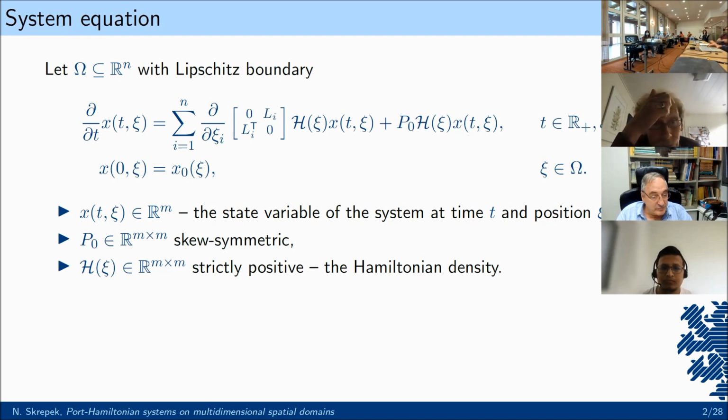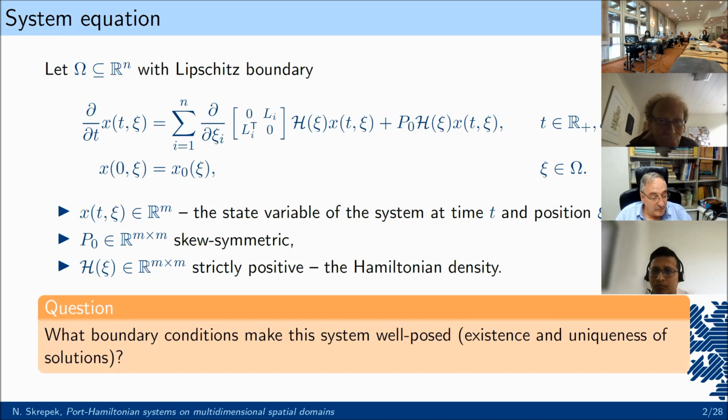This is because, first of all, I need to handle the inner dynamics. The inner dynamics need to admit solutions and uniqueness, and then I will add an input and an output, the so-called ports of my system. This formulation already fits the 1D case if we just set n to 1. And the question, which I already told, is which boundary conditions make this system well-posed? So, I mean, existence and uniqueness of solution.